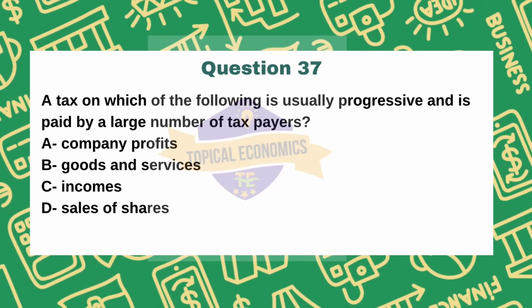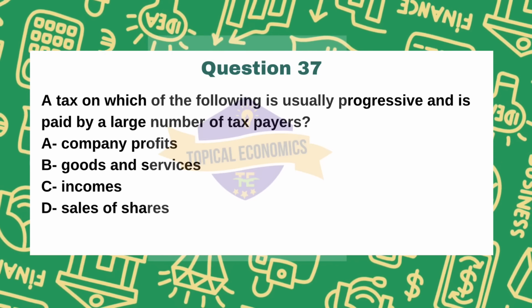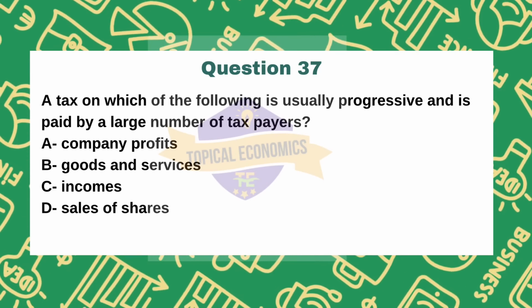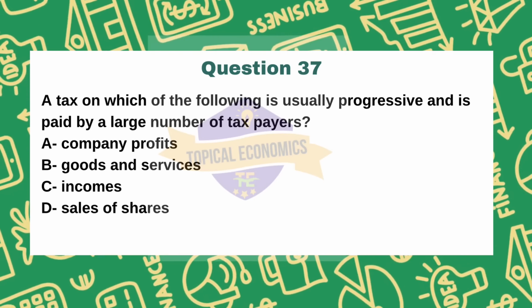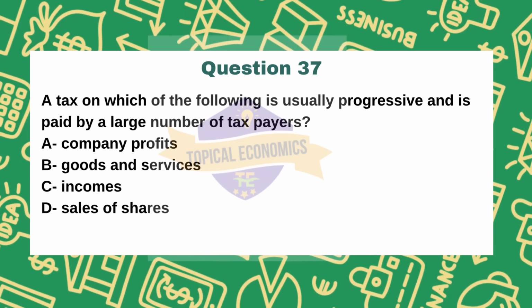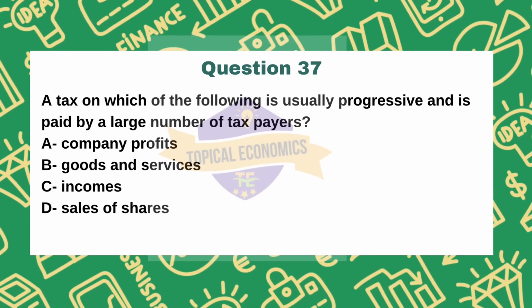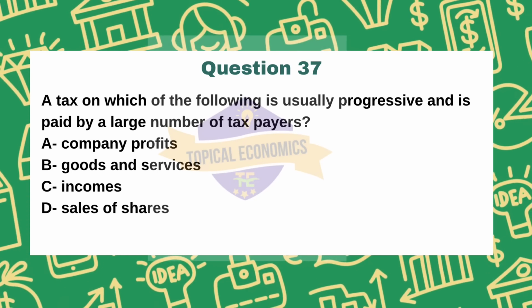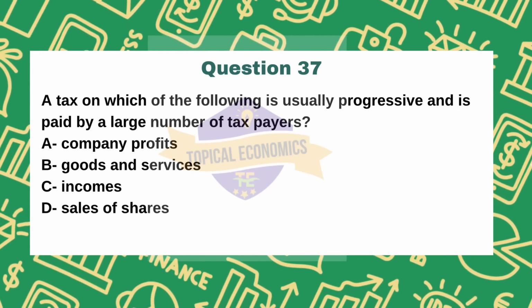Option B, goods and services. Taxes on goods and services, such as sales tax or VAT, are typically regressive, meaning they take a larger percentage of income from lower income individuals compared to higher income individuals. And option D, sales of shares. Taxes on capital gains from the sale of shares can vary in progressiveness depending on the country's tax laws, but are not universally categorized as progressive like income tax.